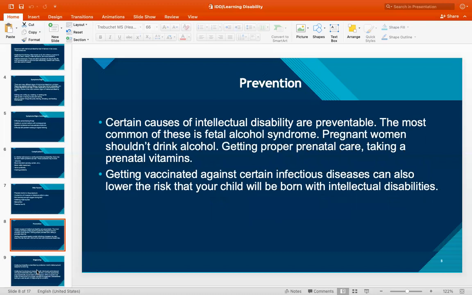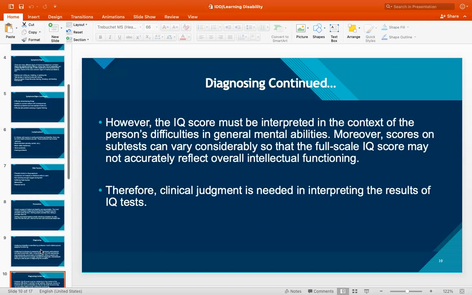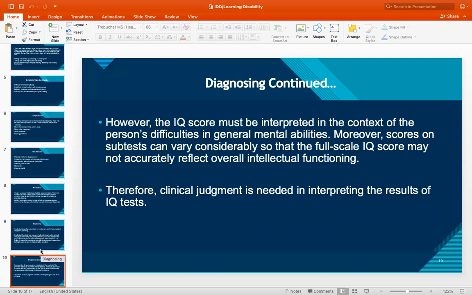We're talking about prevention again. We're going to go back to basically certain causes of intellectual disabilities are preventable. Again, we talked about the fetal, I think I'm skipping this, I think I'm going backwards. The vaccinations, and then we talked about diagnosis. I went backwards. Okay, diagnosis continued.